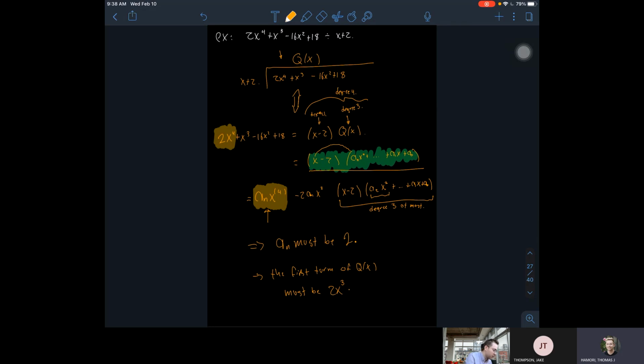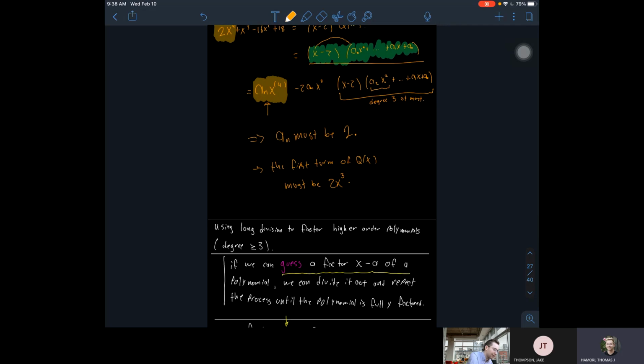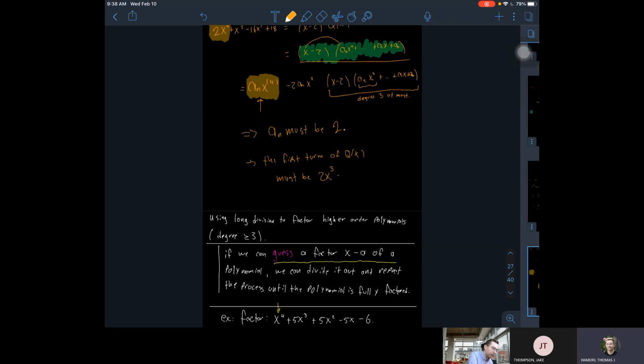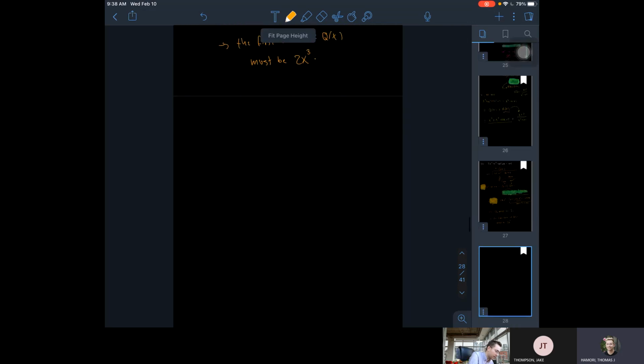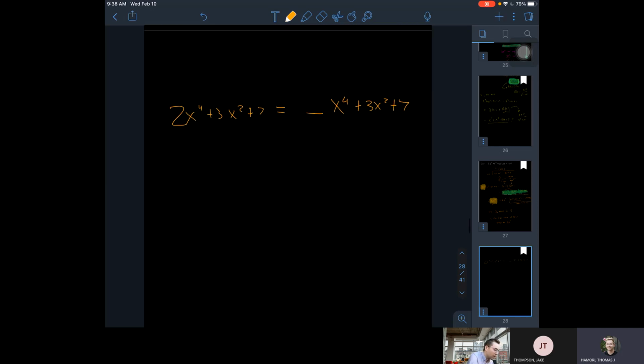Okay, so the process is basically relying on the following. If I have a system like 2x to the power 4 plus 3x squared plus 7 equals blank x to the 4 plus 3x squared plus 7, we know what has to go in this blank in order for this to be true. Does that make sense? It has to be 2.